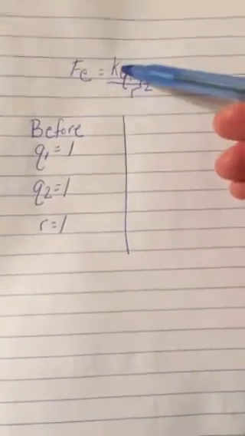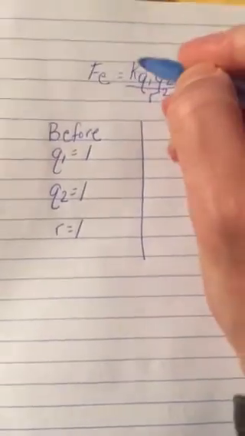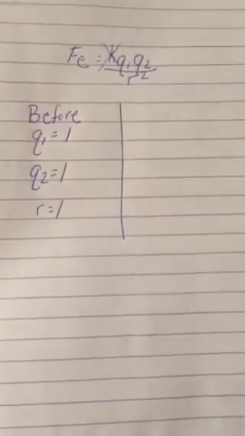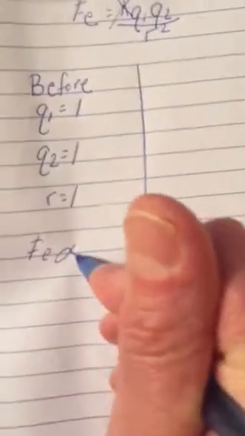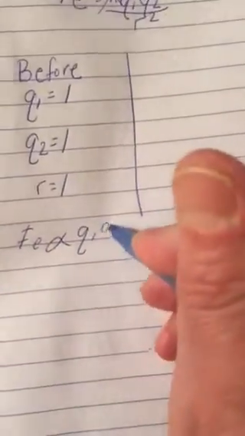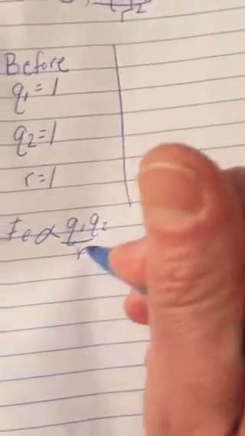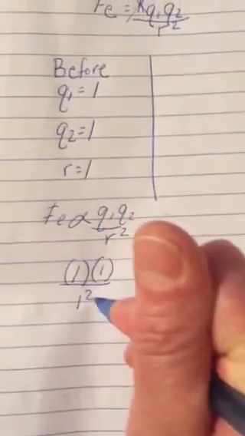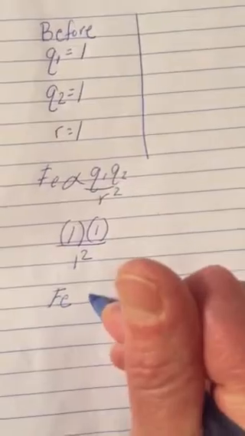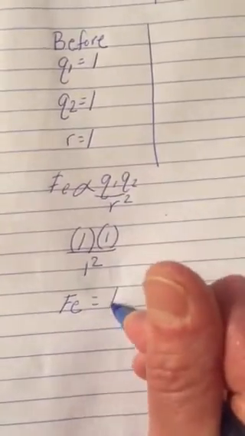Now, in the formula, k never changes, so I can essentially put that to the side for this type of problem. Then I can say to myself, if Fe is proportional to Q1 times Q2 divided by r squared, then I can just put in the numbers that I made up and say 1 times 1 over 1 squared. So that tells me the electrostatic force is going to be a value of 1.